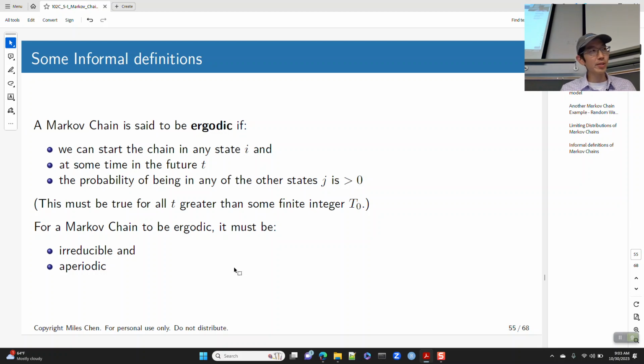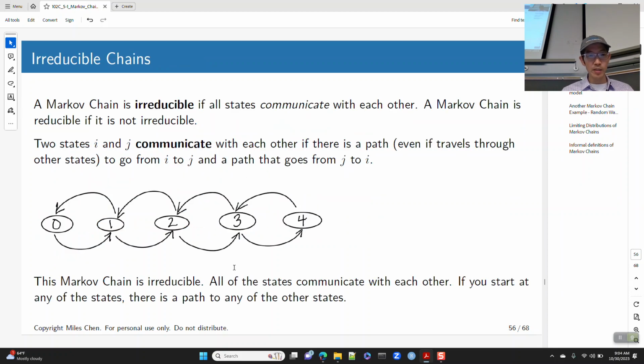Okay, and so we're going to say the Markov chain, to be ergodic, has to be irreducible and aperiodic. So a Markov chain is irreducible if all states communicate with each other, all right? And a Markov chain is reducible if it's not irreducible, which is a silly thing to throw in there. And we're going to say two states i and j communicate with each other if there is a path, even if it has to travel through a whole bunch of other states, to get to state j from state i, okay?